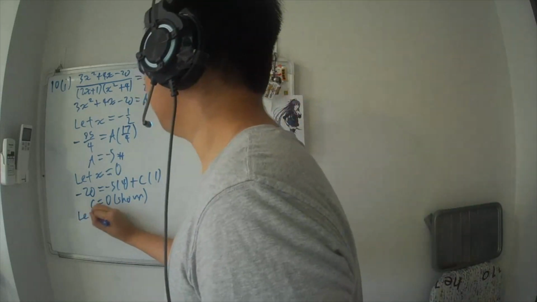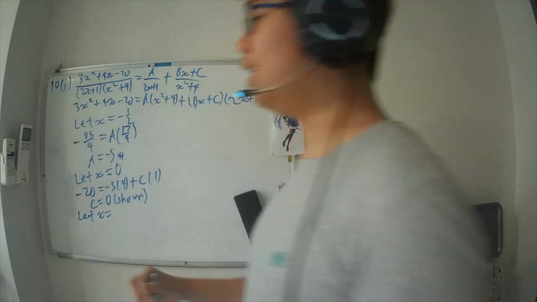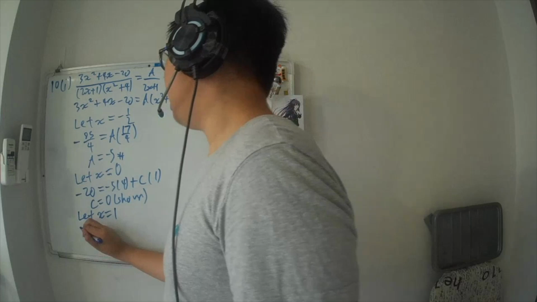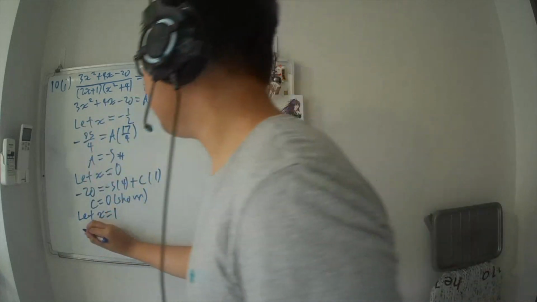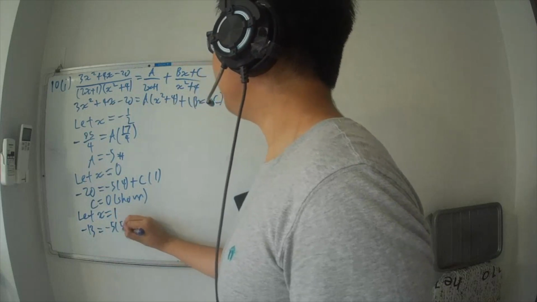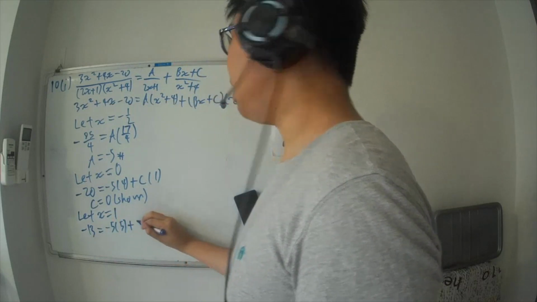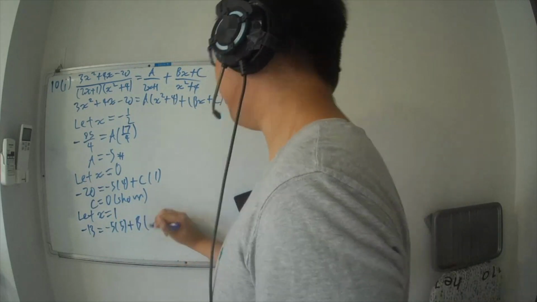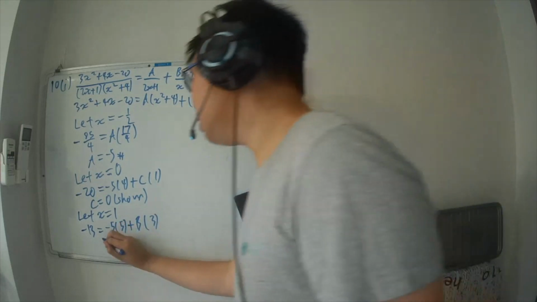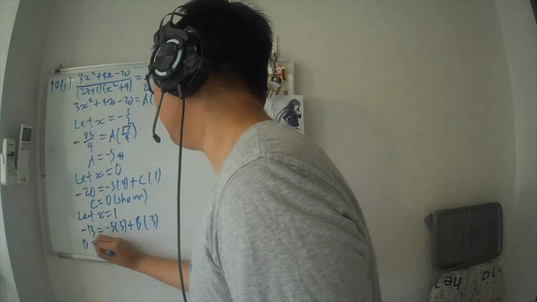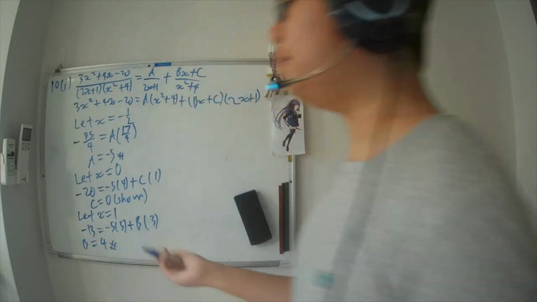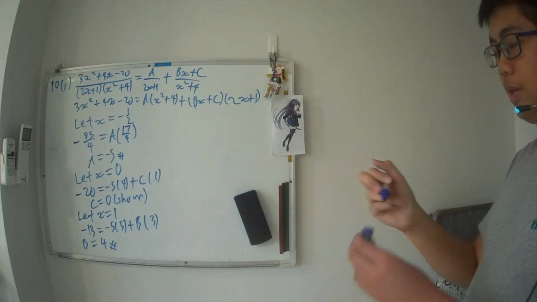So let x equal to, we can't cancel anything anymore, so let's just pick a simple value like 1. Then we will have 3 plus 4, 7 minus 20. So minus 13 is equal to negative 5 times 5 plus b, and we know that c is equal to 0, so we just write b times 3, right? Okay, negative 25, so b is equal to 4. Okay, so your a and b is negative 5 and 4 respectively.